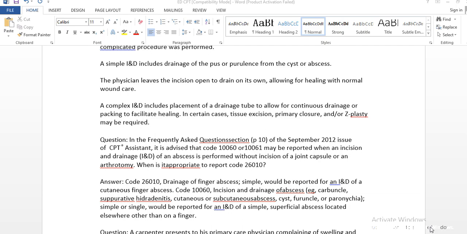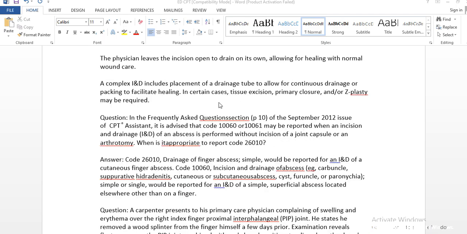So a simple I&D includes drainage of the pus or purulence from the cyst or abscess. The physician leaves the incision open to drain on its own, allowing for healing with normal wound care. So here the physician only incises the abscess and he will not do anything. So automatically he will give some time to the body to heal itself.